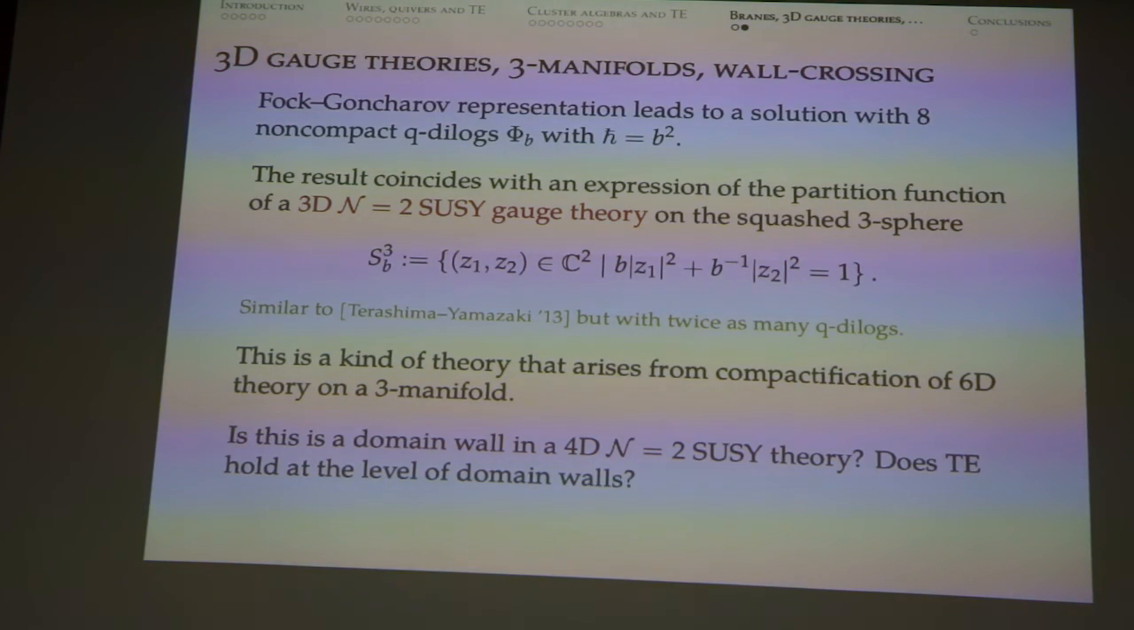Excuse me, what's different about that manifold from S3? It looks diffeomorphic to S3. But the answer depends on b. The partition function depends on b. So which kind of structure do you use, the metric or something? Yeah, it depends on the metric. Yes. It depends on the metric. Transverse holomorphic foliation. Okay.